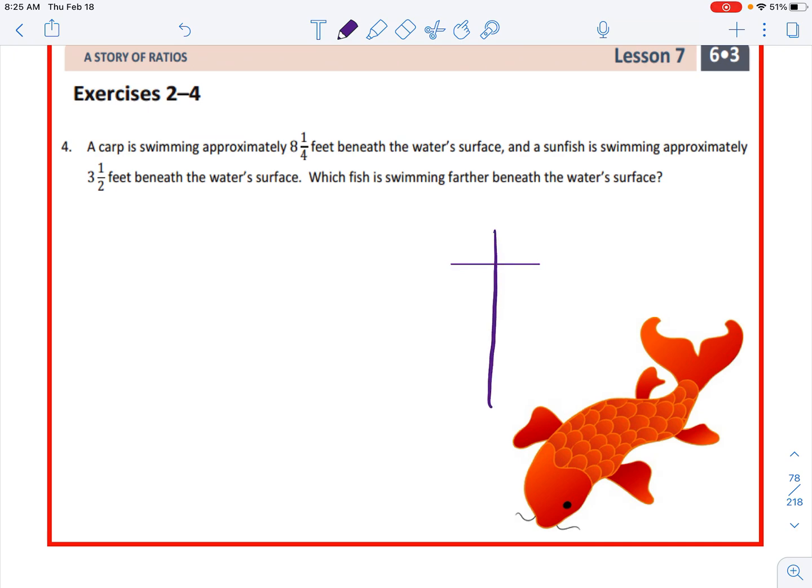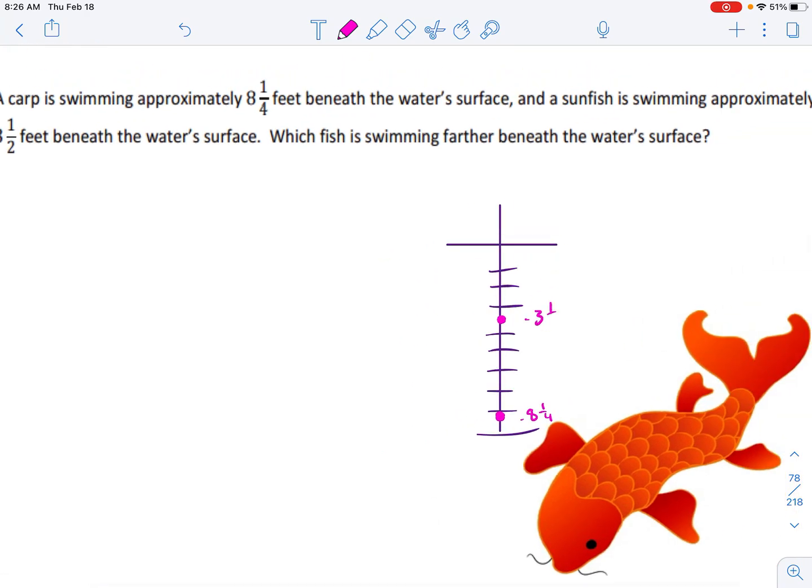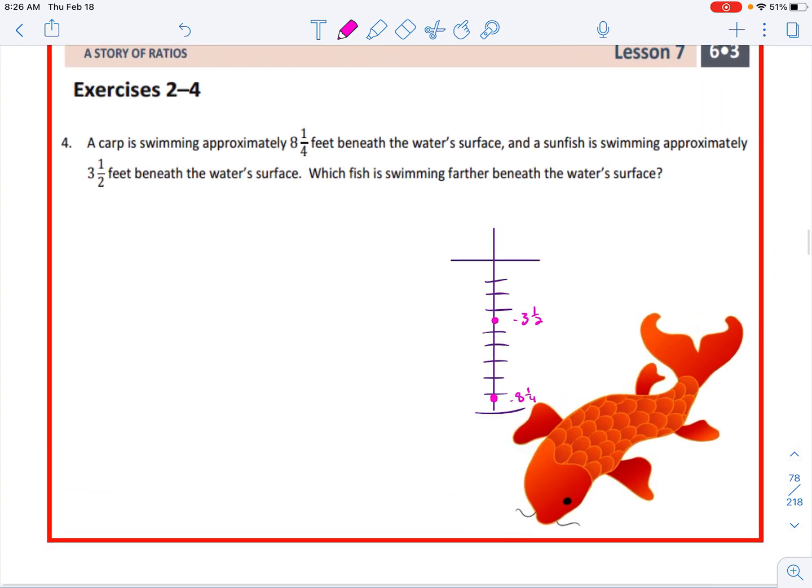So if I have a number line, and I have 1, 2, 3, 4, 5, 6, 7, 8, 9. Okay? And I have 3.5, which is going to be right here, and then 8 1/4 somewhere in there. Okay, this is 8 1/4, and it's going to be negative because it is beneath the surface, right? And -3.5. So the carp is swimming at 8 1/4 feet below sea level. So this is the carp, and then this is going to be the sunfish at 3.5 feet below sea level.